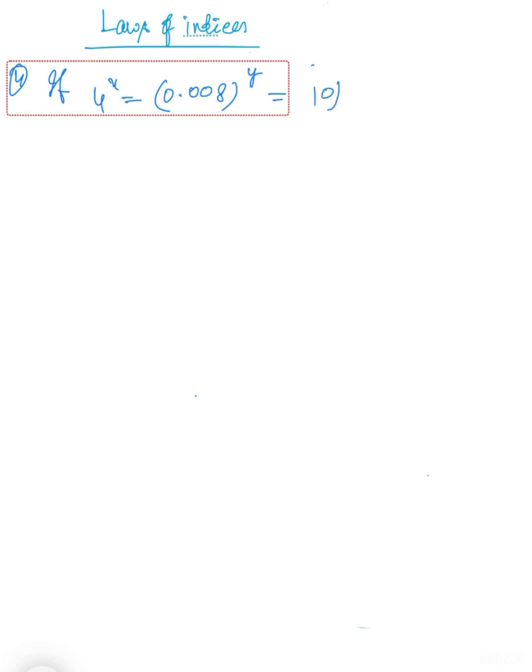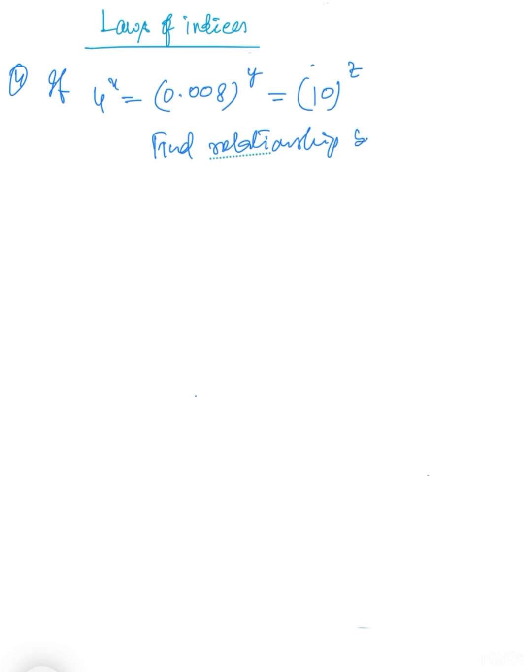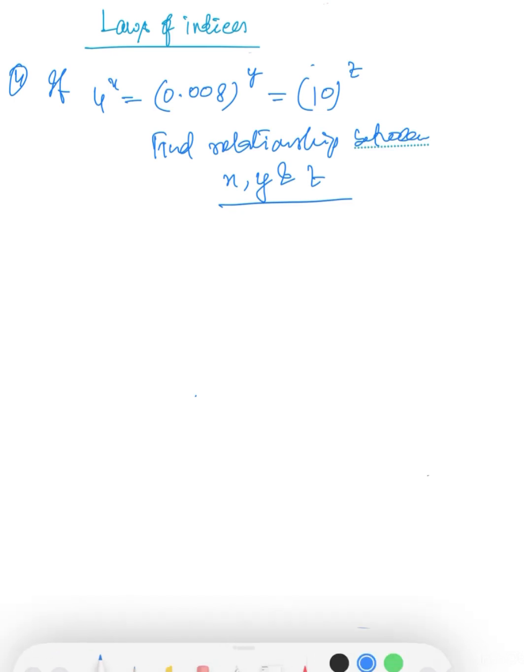So the problem is, if 4 to the power x equals 0.008 to the power y equals 10 to the power z, find the relation between x, y and z. Right? So you better try to solve this problem by yourself. You can send me your answer.